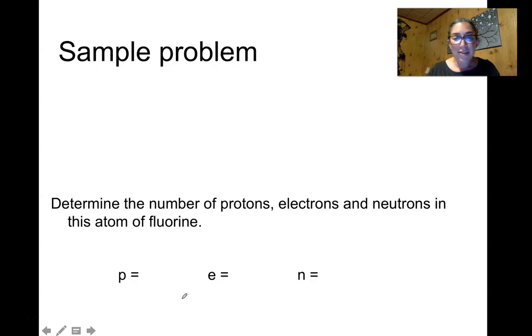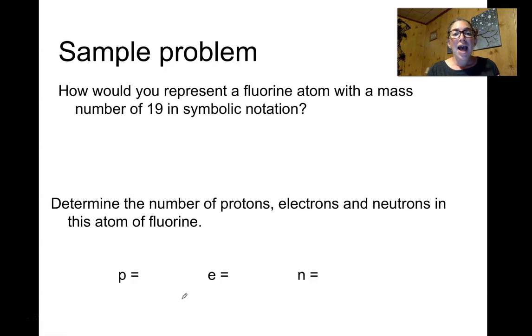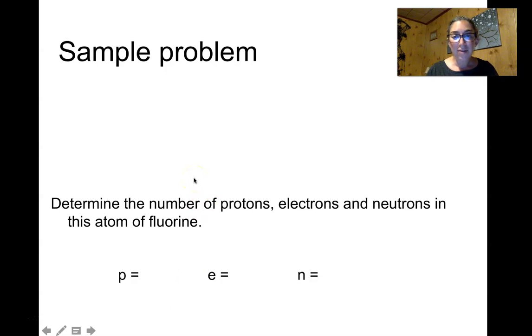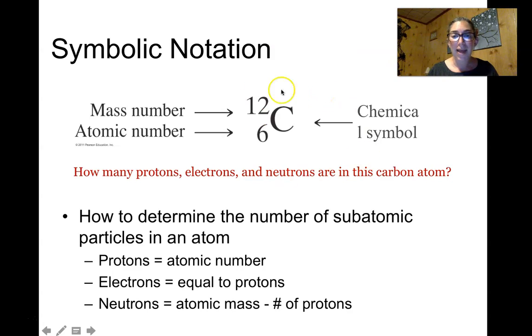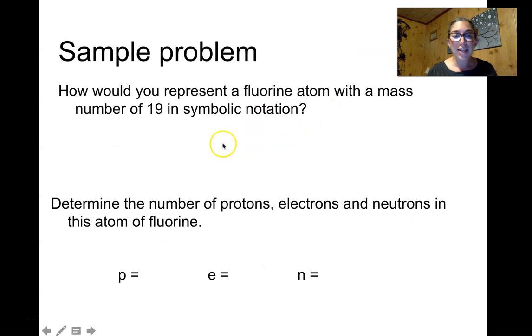All right, so we have a sample problem here. How would you represent a fluorine atom that has a mass number of 19 in symbolic notation? So symbolic notation being this format here. First we need the symbol of fluorine. We look at the periodic table and we find it, and it is just an F, not an FL, just F is fluorine. It's near the top right of the periodic table.